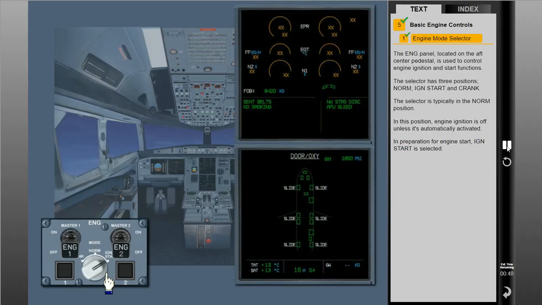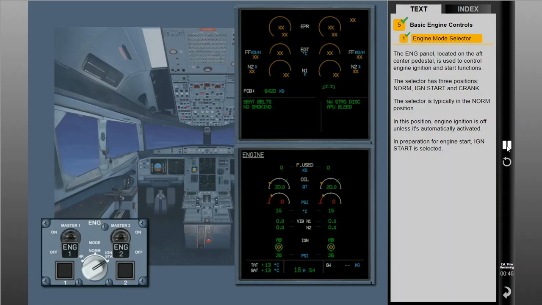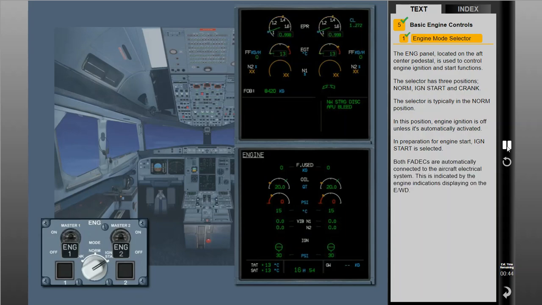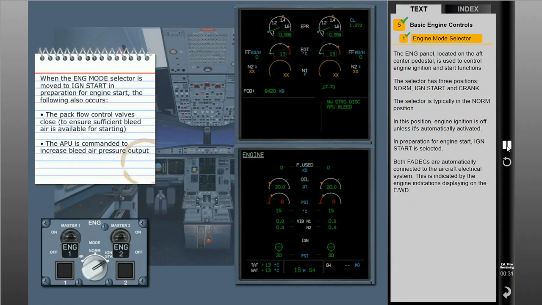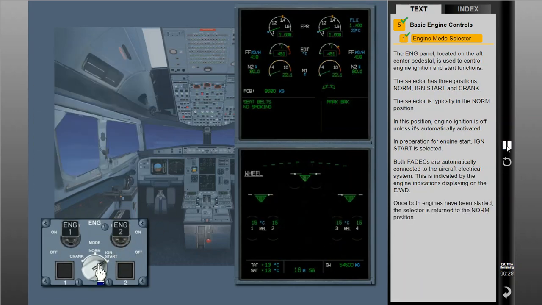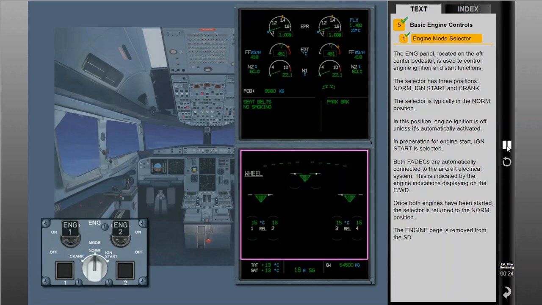In preparation for engine start, ignition start is selected. Both FADECs are automatically connected to the aircraft electrical system. This is indicated by the engine indications displaying on the EWD. Once both engines have been started, the selector is returned to the norm position. The engine page is removed from the system display.